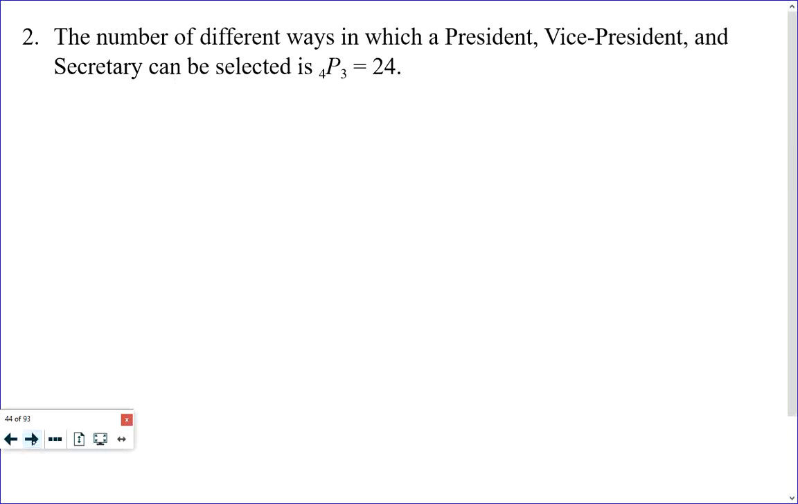All right. The number of different ways in which a president, vice president, and secretary can be selected is 4P3. Right? Because order is important. It's a permutation. I could use the fundamental counting principle with 3 blanks and say it's 4 times 3 times 2. But it happens to be 24. Can you confirm 4P3 is 24? It's 4 times 3 times 2. You could do it that way as well.